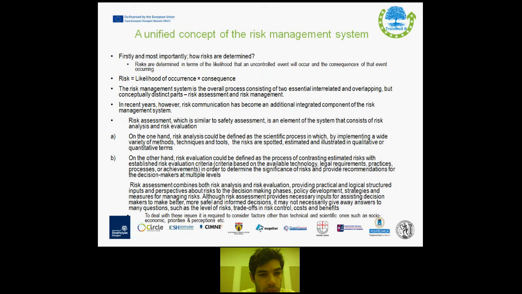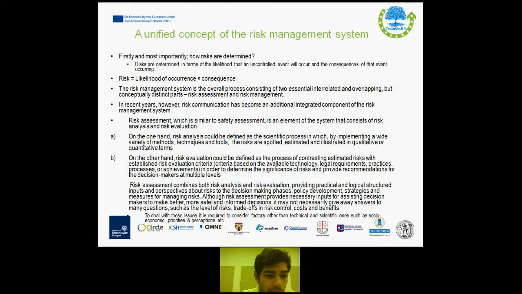So, firstly and most importantly, how risks can be determined. Risks are determined in terms of the likelihood that an uncontrolled event will occur and the consequences of that event occurring. In other words, risk equals the likelihood of occurrence multiplied by the consequences.